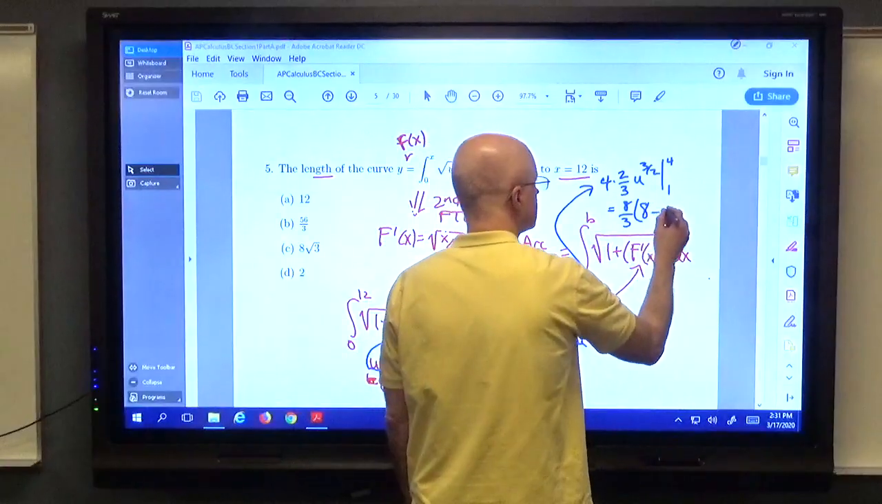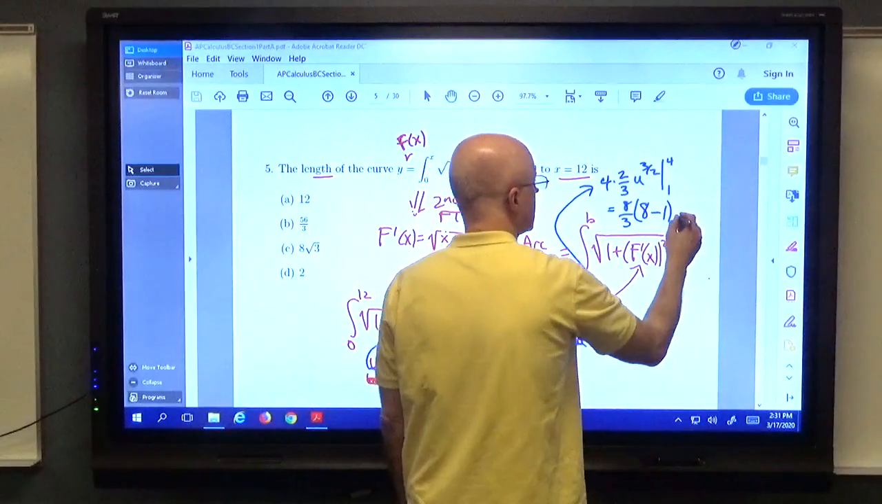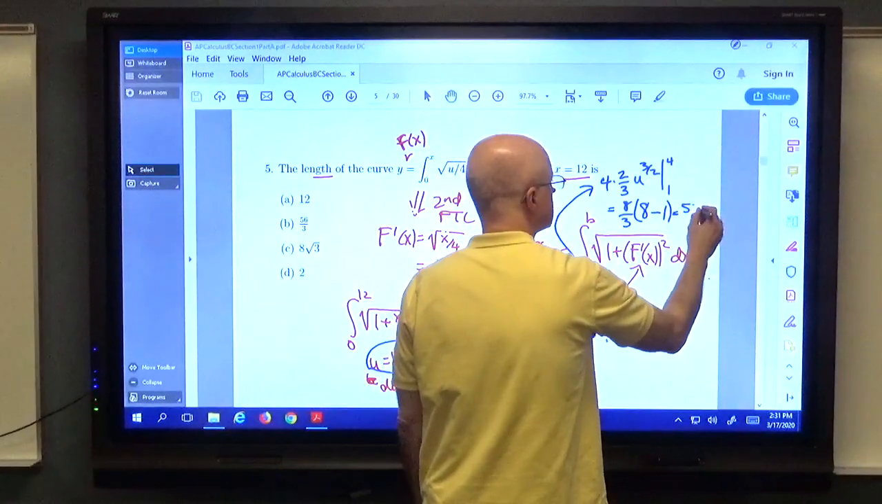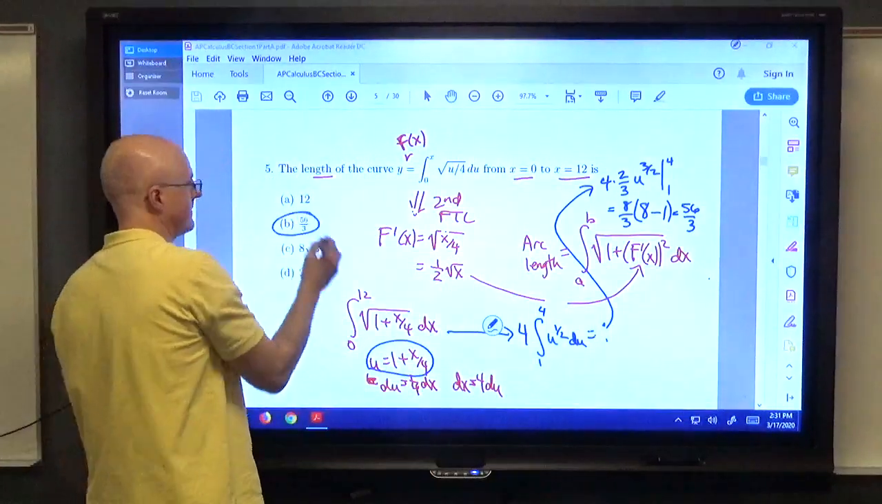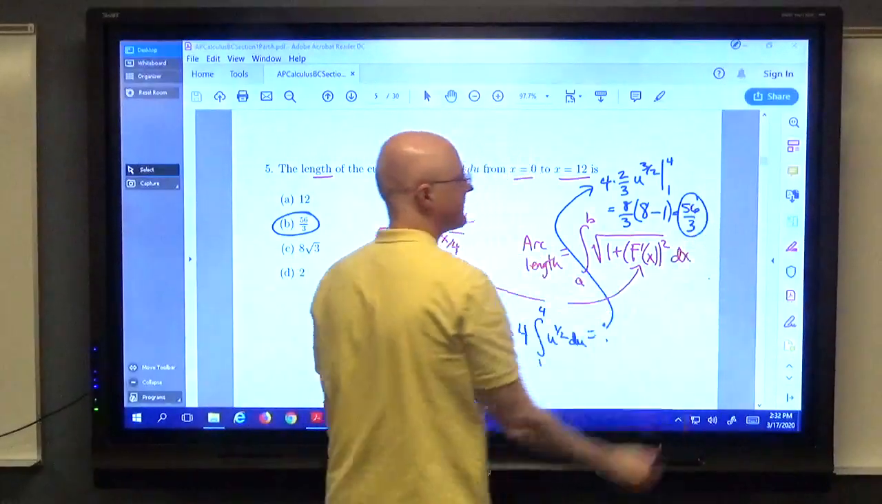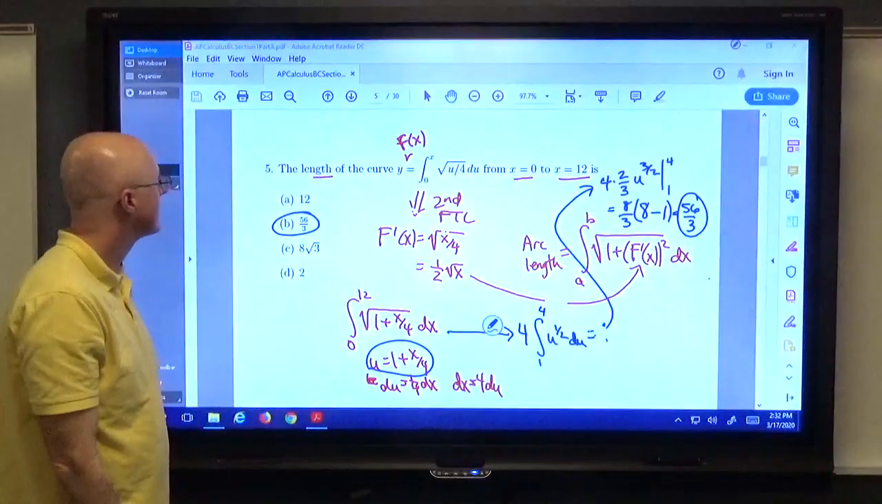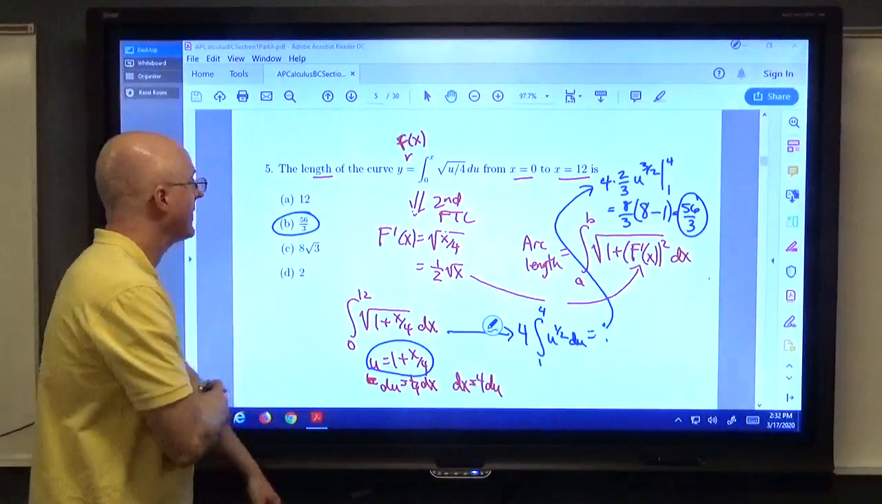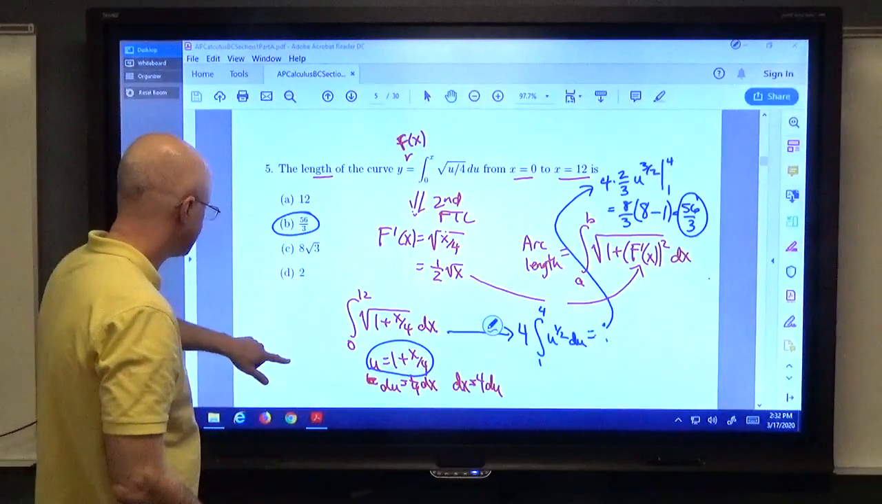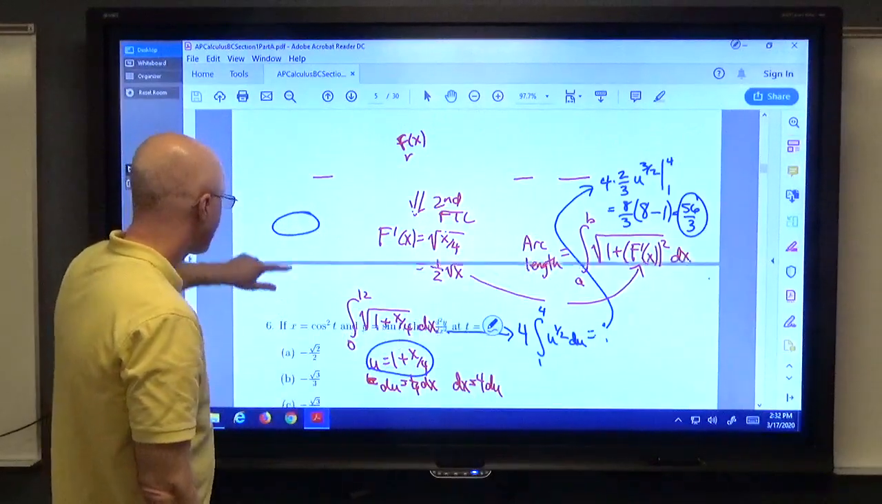1 to the 3 halves is 1. 8 times 7 is 56. You get 56 over 3. That is answer B. That's the final answer right there. Okay? That would be the length of this function. You don't have to bother graphing it, and you can't because you don't have your calculator. But you could try to estimate it. It's not worth taking the time to do that.